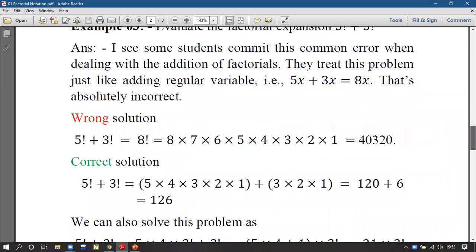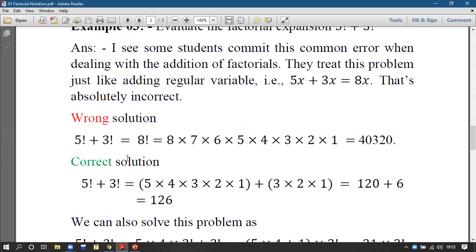See, for example, if we write factorial 5 plus factorial 3 equals factorial 8, then the value of factorial 8 is equal to 8 into 7 into 6 into 5 into 4 into 3 into 2 into 1. And the value of the multiplication of all these numbers is 40,320, which is an incorrect value.